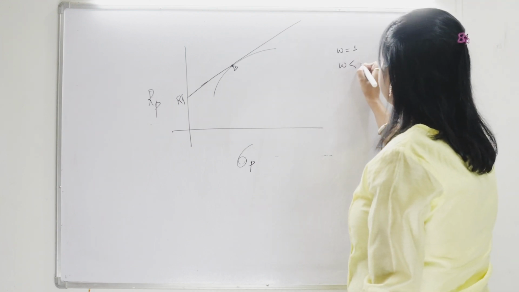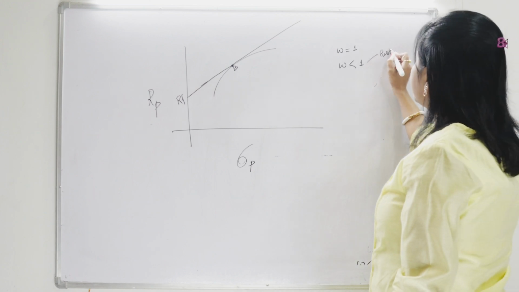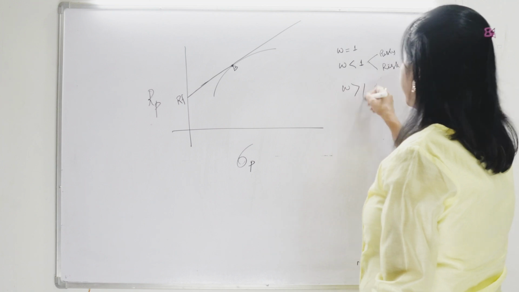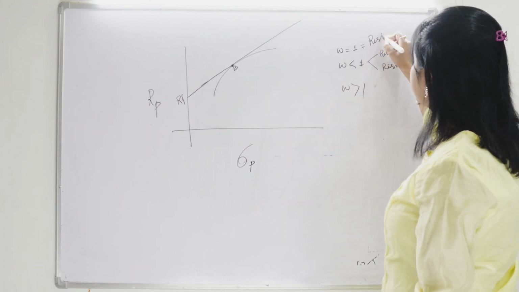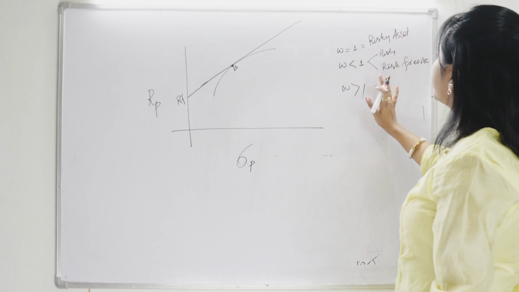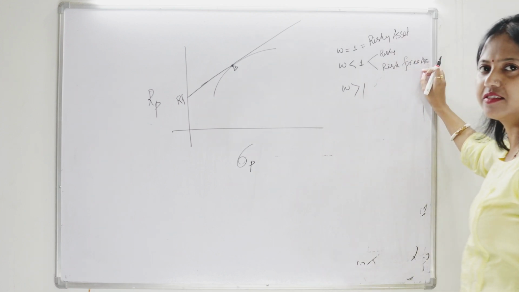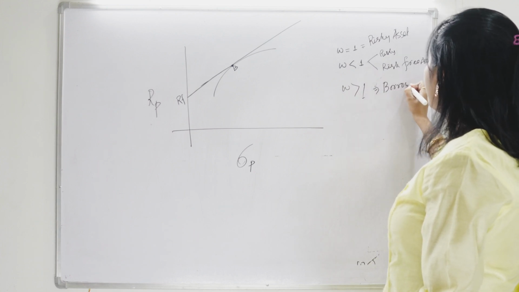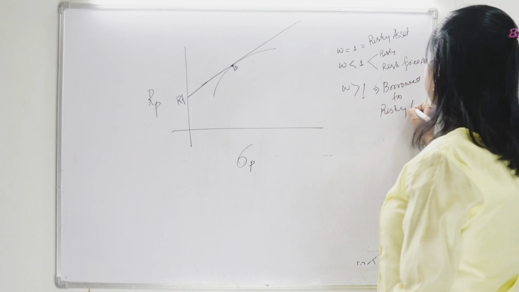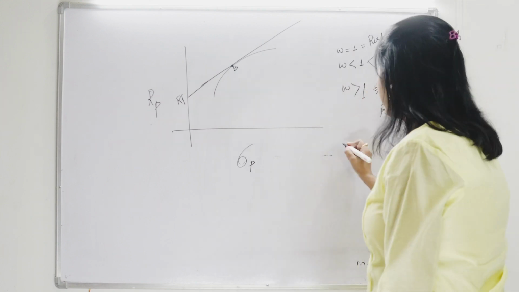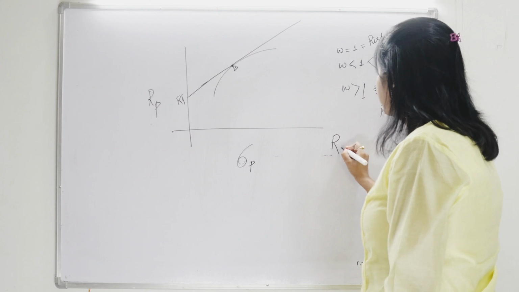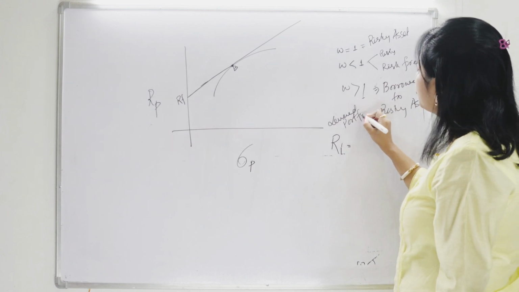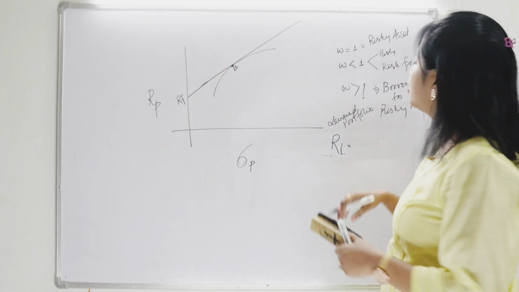If W is less than 1, you have put some money in the risky assets and some in the risk-free assets, which gives you some return. If W is greater than 1, what does this mean? 1 is the total money you have. You want to invest more in risky assets, and for that you have borrowed some money. This type of portfolio is known as a levered portfolio, and its return is known as the return of a levered portfolio. What is a levered portfolio? A portfolio where the investor borrows in order to invest in the risky assets.